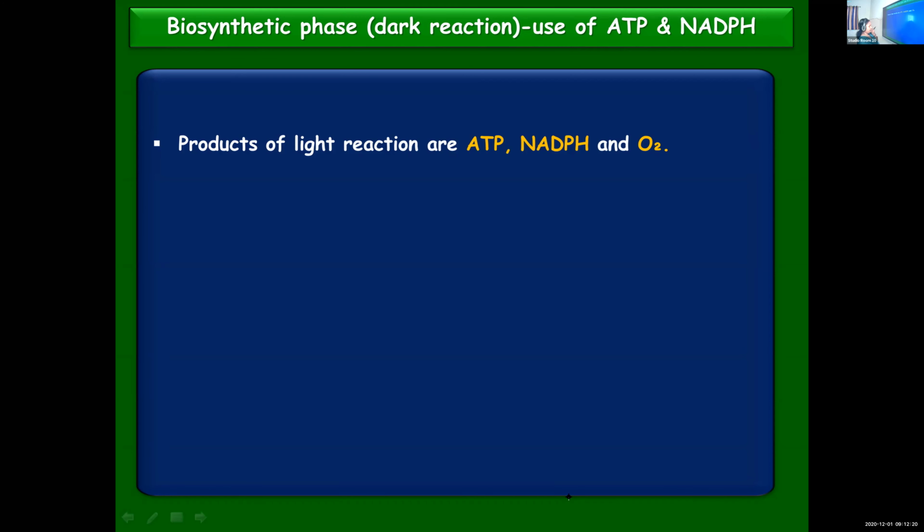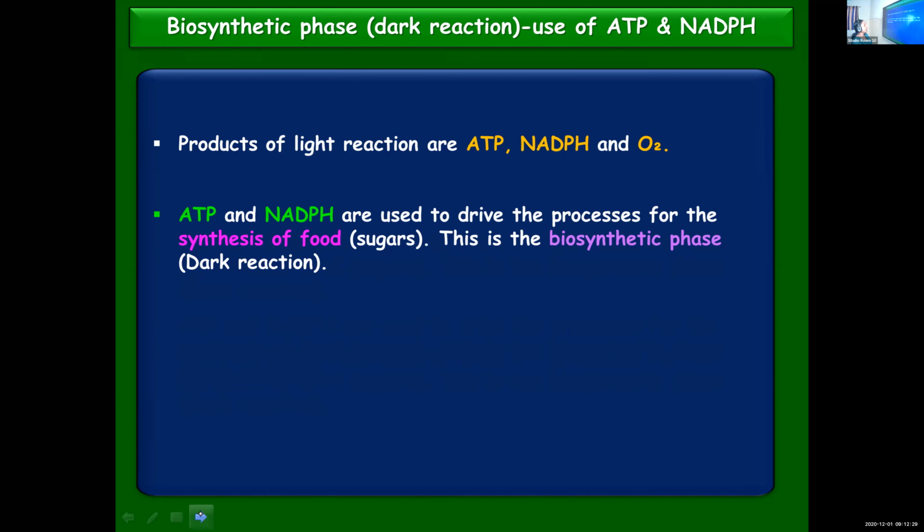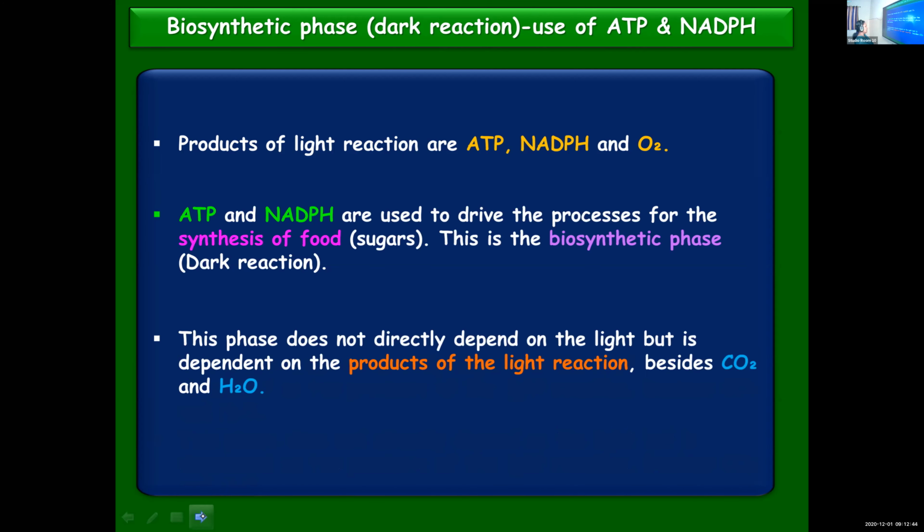Products of light reaction are ATP, NADPH plus H plus, and also oxygen. ATP and NADPH are used to drive the processes of synthesis of food, sugar. So in dark reaction, using ATP and NADPH, carbon dioxide is fixed to form sugars. This phase is not directly dependent on light, but definitely it is dependent on the products of light reaction. Along with ATP and NADPH, carbon dioxide and water are also essential for the process to take place. Hope you don't have any doubts in this.